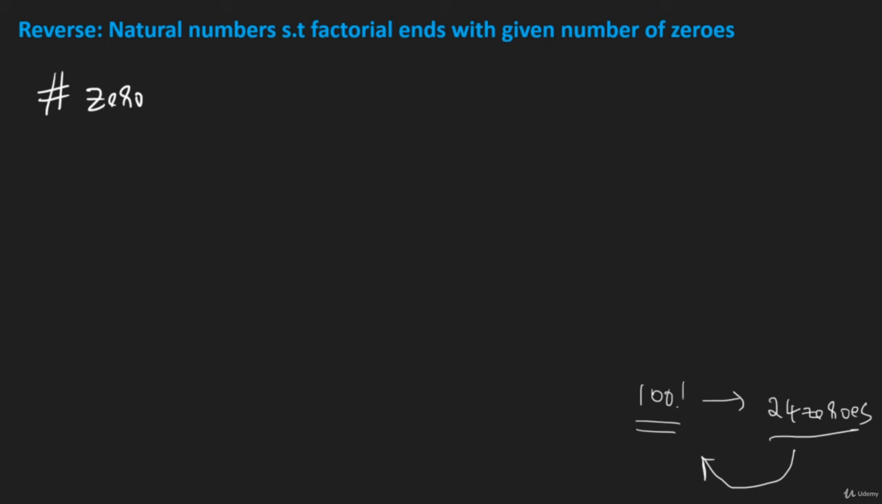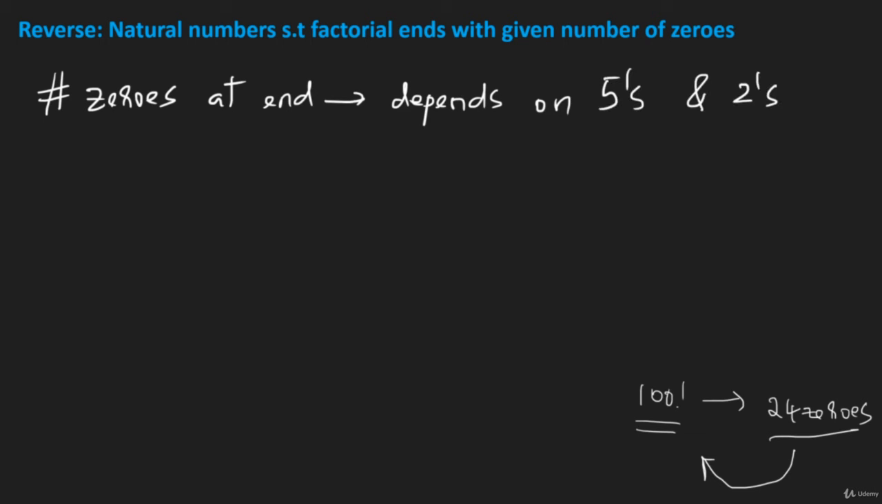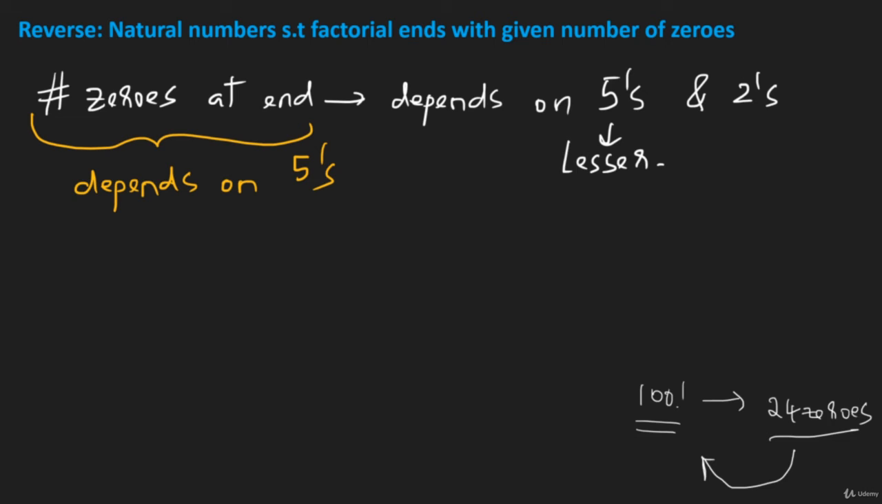We know that the number of zeros at the end of a factorial depends on the number of 5s and the number of 2s, right? And we know that the number of 5s will be lesser than the number of 2s. Therefore, the number of zeros at the end depends on the number of 5s that we can take out from the factorial. Now, let's analyze this.